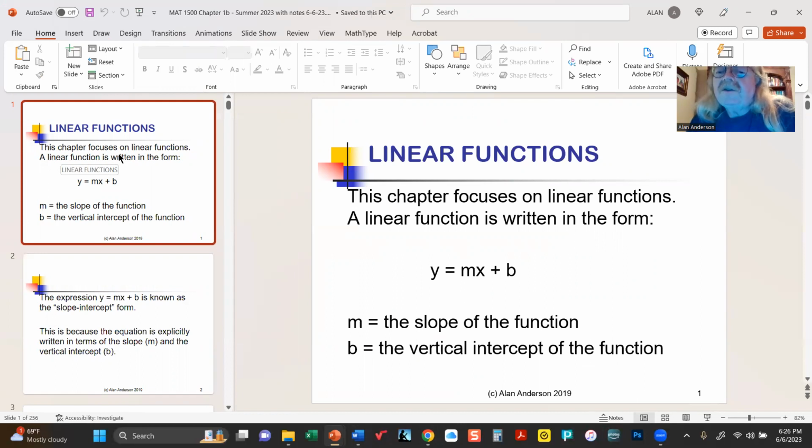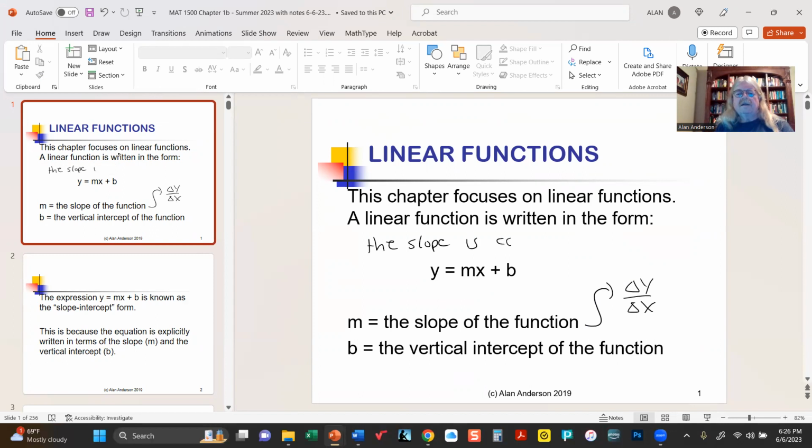We already know that the equation of a straight line is y equals mx plus b. m is the slope, b is the vertical intercept, and m is formally defined as delta y over delta x. You may have heard that explained or described as the rise over the run. What's important about a linear function is that the slope is constant. It never changes.